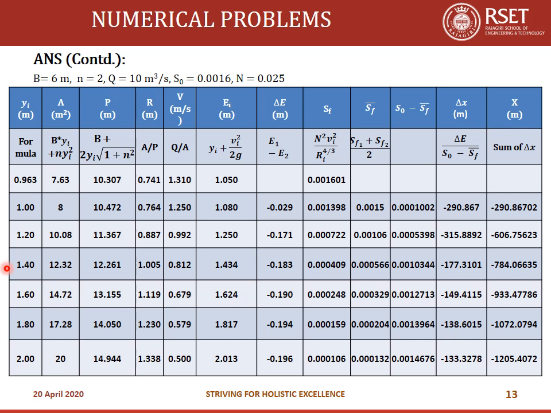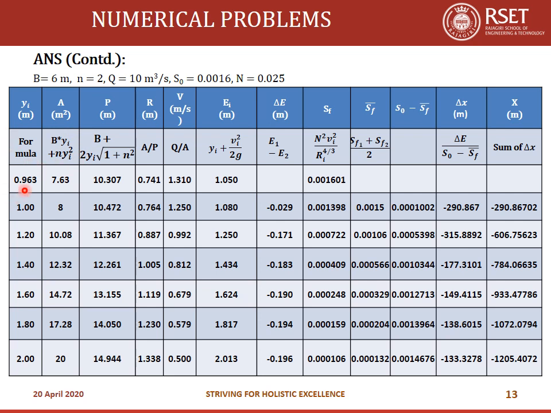Formulas, there are slight changes because of the trapezoidal channel. The area is By plus Ny squared. Wetted perimeter is B plus 2Y into root of 1 plus N squared. All the others remain the same. Just these two are changing because it's a trapezoidal channel.